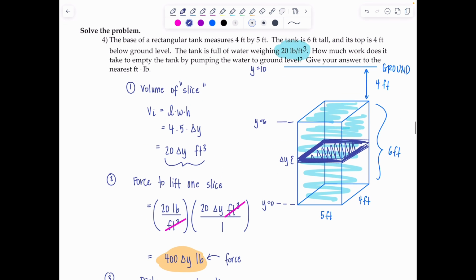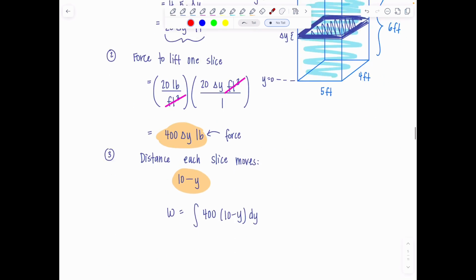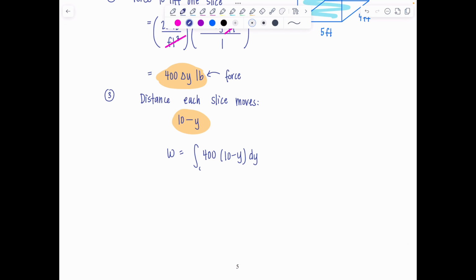And so notice we're only applying work where there is water, from y equals 0 to 6. There's no water from 6 to 10, so no force is being applied to anything in this region. So the limits of integration should go y equals 0 to 6. Watch out for that. Okay, now we integrate.